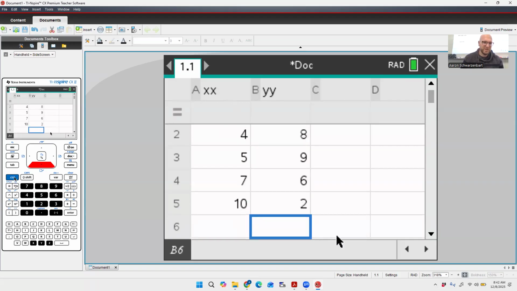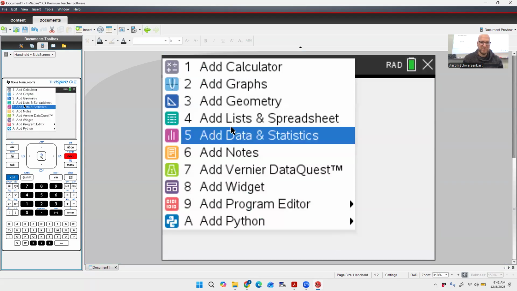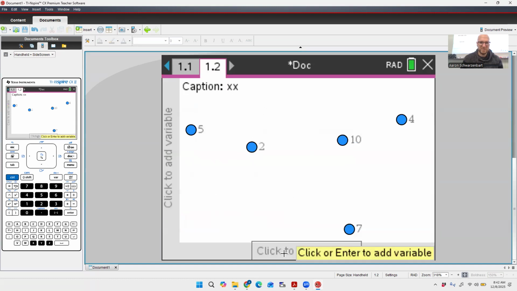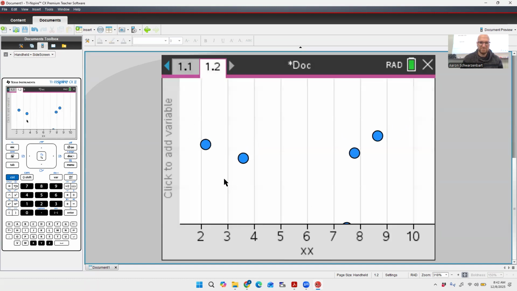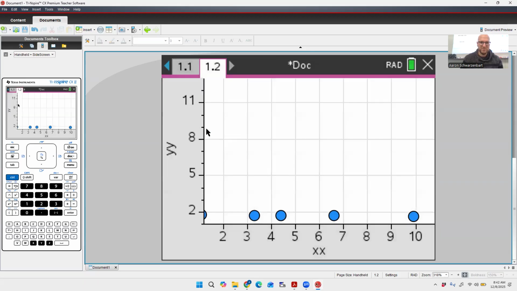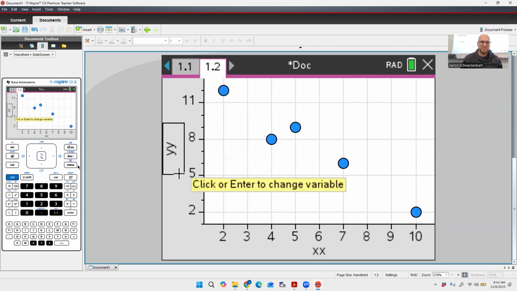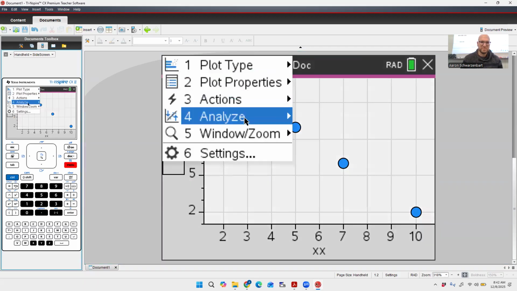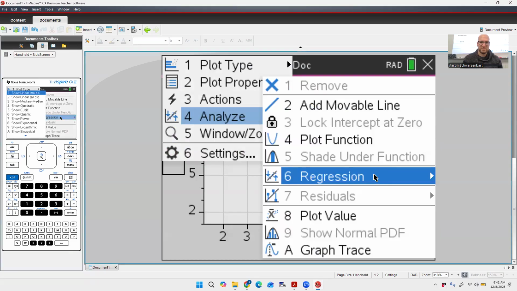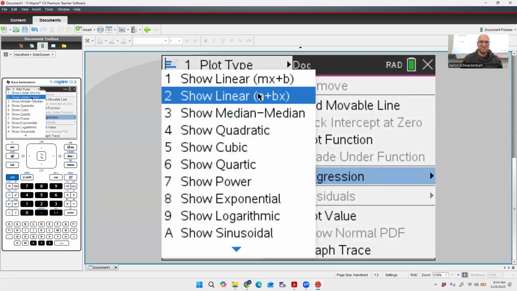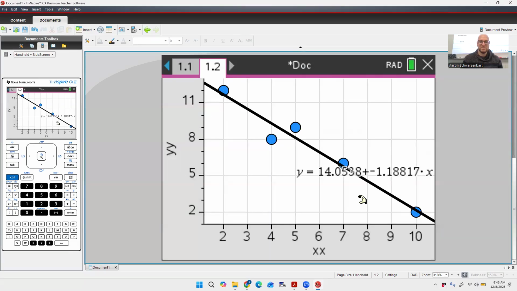So I've put in some random points. I'm going to make a data and statistics graph. I really didn't care what I labeled these. So I've made my regression.